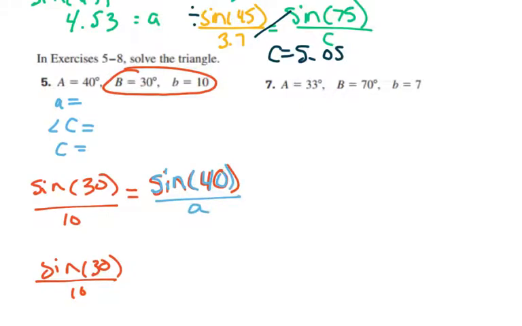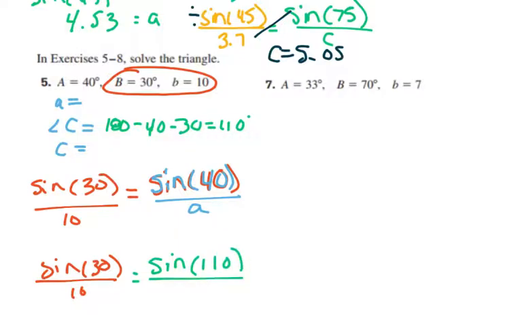And then in order to get the angle measure of C, we need 180 minus the two angles that are given, so 110. And that's going to be over our C measurement. So cross multiply the two values and divide, which means we're going to get sine of 40 times 10, but then divided by sine of 30.